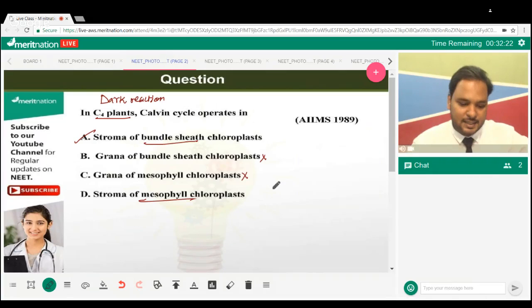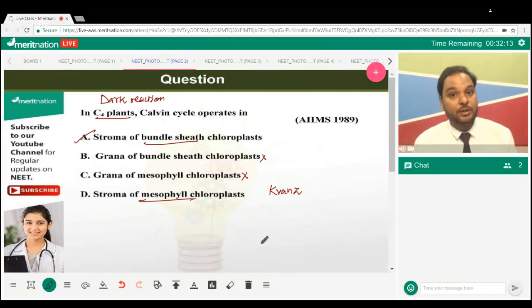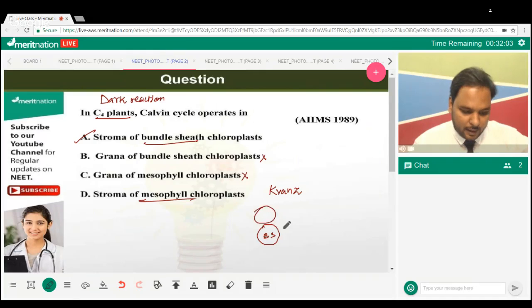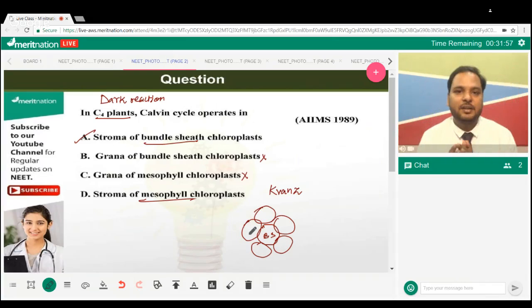I gave you the concept in the last class about the Kranz anatomy, where I told you that to stop the oxygen from reacting with Rubisco, they have kept the Rubisco inside the bundle sheath cell, and it has been encircled by mesophyll cells, right, everyone? And this way it has changed its enzymes also.